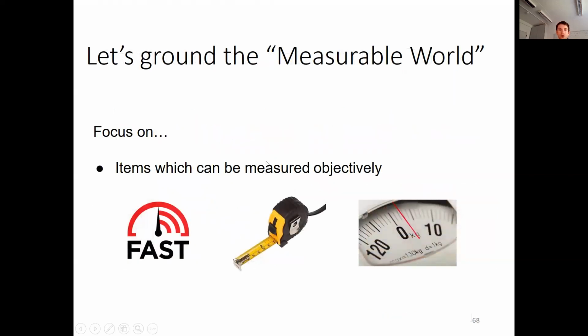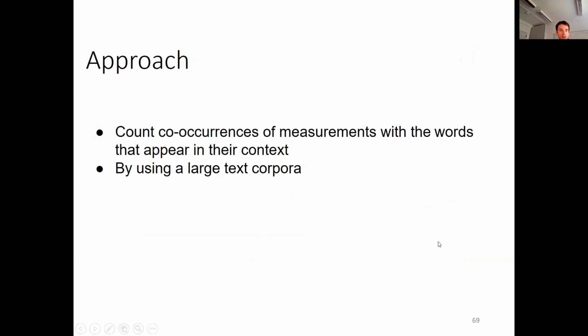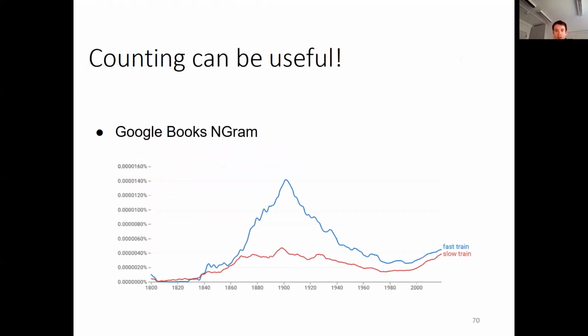So the focus of this work is on the measurable world, so things which can be objectively measured, like speed, length, or weight. And the approach is a quite simple one, looking purely at co-occurrence of measurements with words in their context, in a context window, using a very large text corpus. And that this can work, here's a simple qualitative example, again looking at a large text corpus, Google Books Ngrams over time.